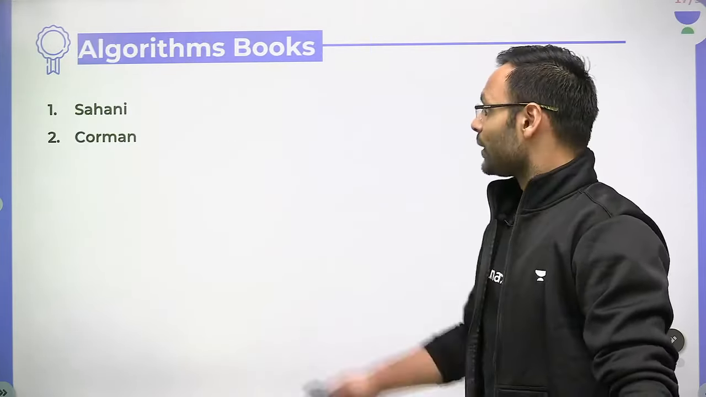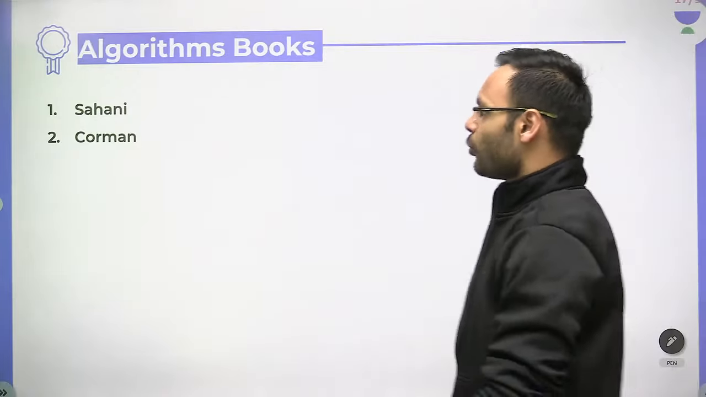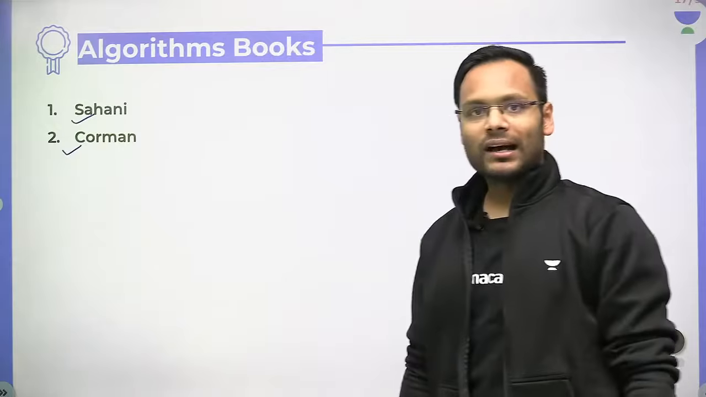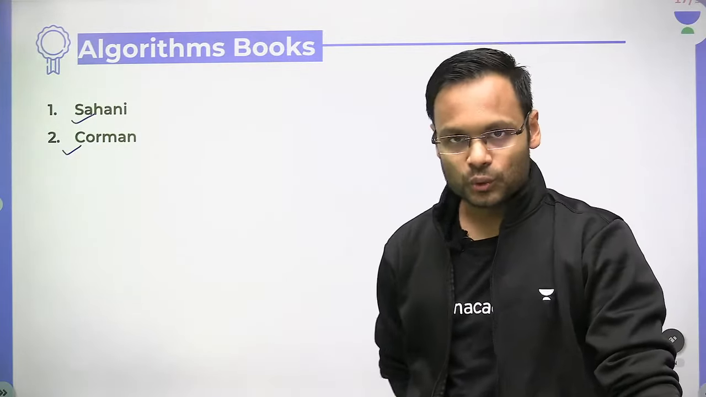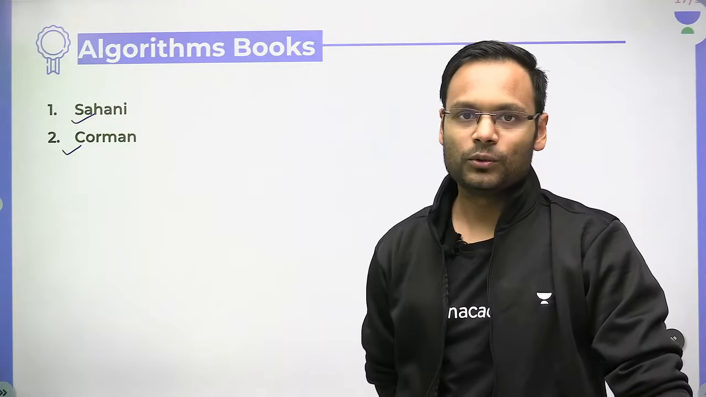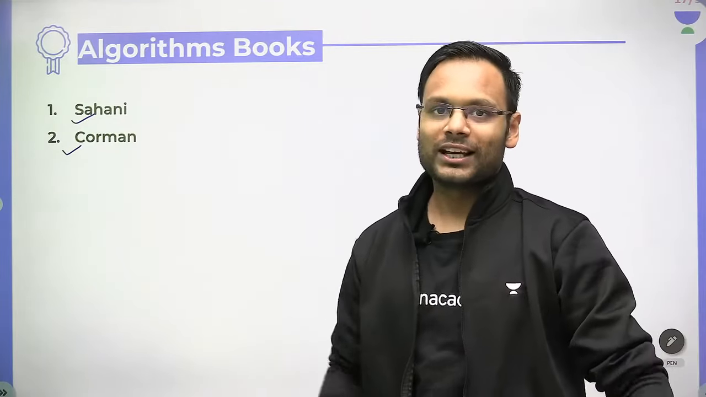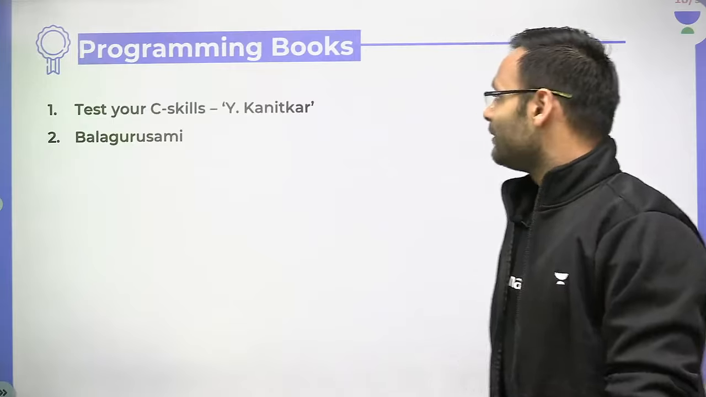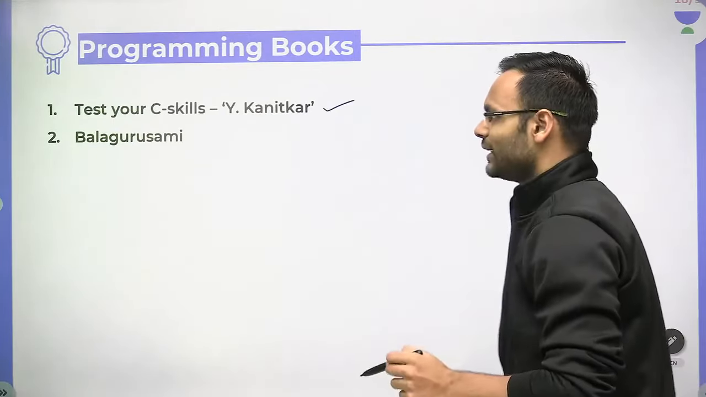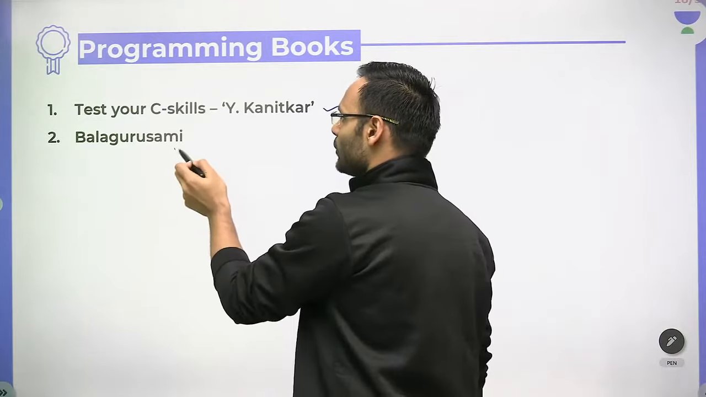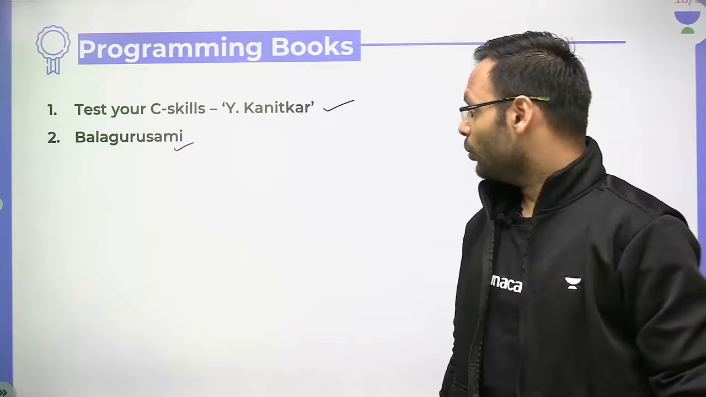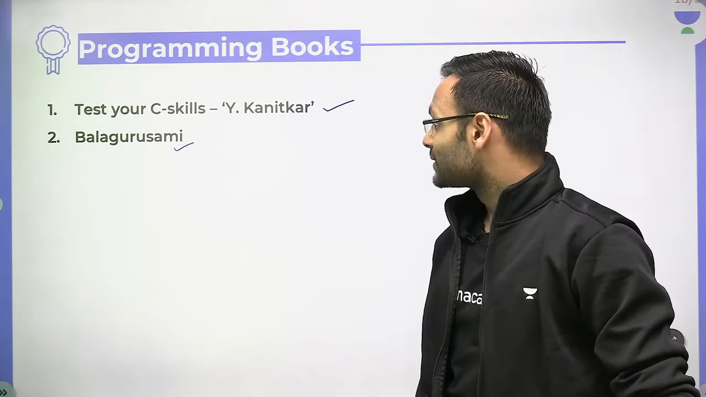Okay, sure. Next, for algorithms, the Cormen book is amazing for sure. You can follow Sahni also. That's an amazing book too. Once you go through the Sahni book in your engineering, you feel a good connection with that book. Then for C language programming, we have Test Your C Skills by Yashwant Kanetkar, and Balagurusamy is also a good book. These are really, really good books for programming skills.